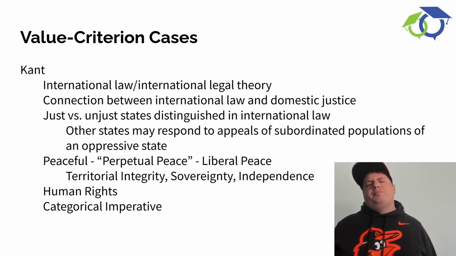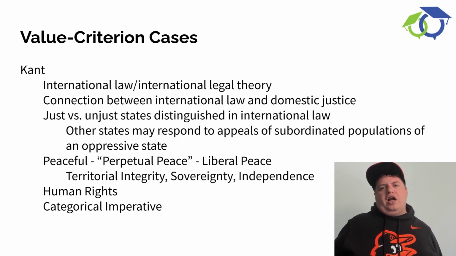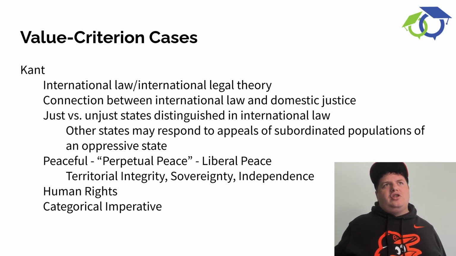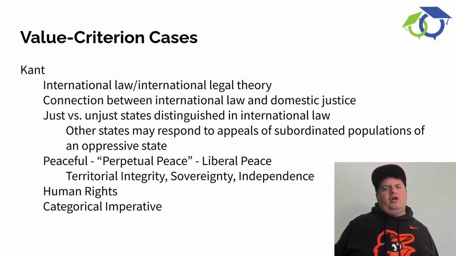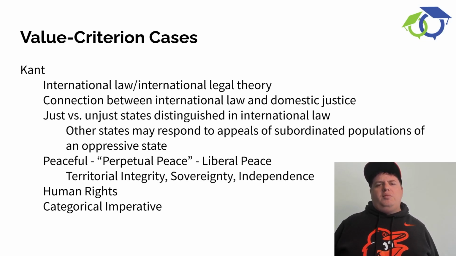I also think that this is a pretty good Kant topic. I think that there are a lot of different aspects to international law and international legal theory that have a connection to Kant and talk about how international law and domestic justice are intertwined. There specifically is a part of Kant that talks about just states and unjust states under international law. I think that there could be an argument to be made here that in order for the United States to become a just state, it would have to join or become party to the law of the sea or the International Criminal Court. I also think there are going to be interesting frameworks here based on sort of the ICC and how different populations are subordinated and how that would make a country an unjust country.